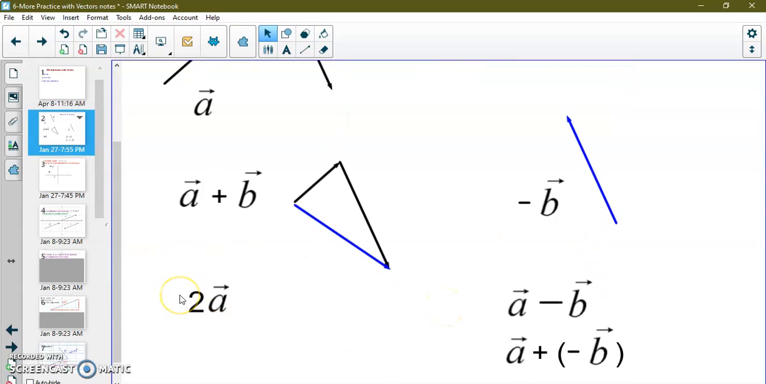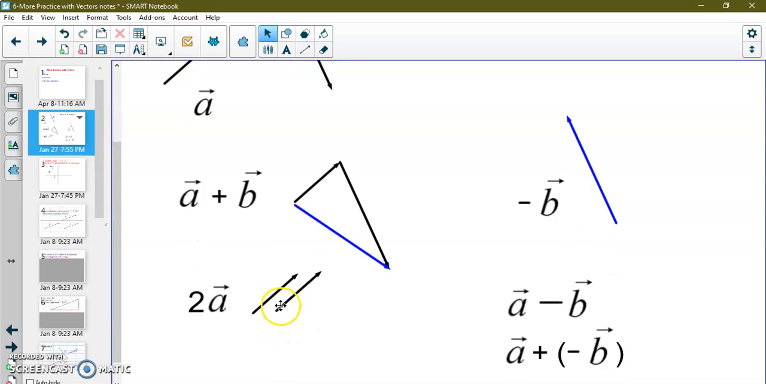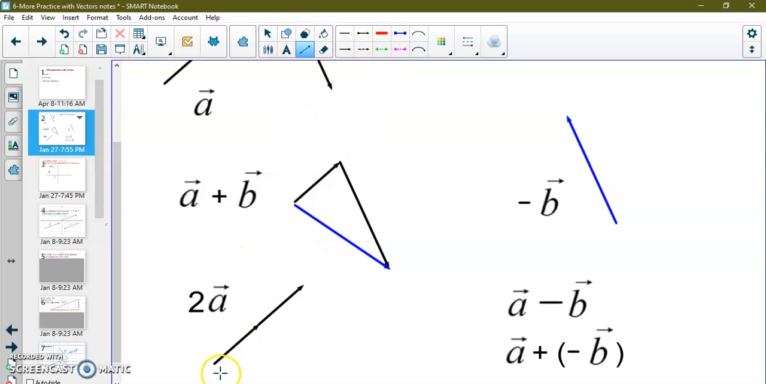Now vector 2A, well, we're going to take vector A here, and we're going to take a second one. Okay, so we're going to take vector A in this direction. Again, position doesn't matter. We're going to add a second one to it. So vector 2A is actually just one vector, twice the length of vector A in the same direction.